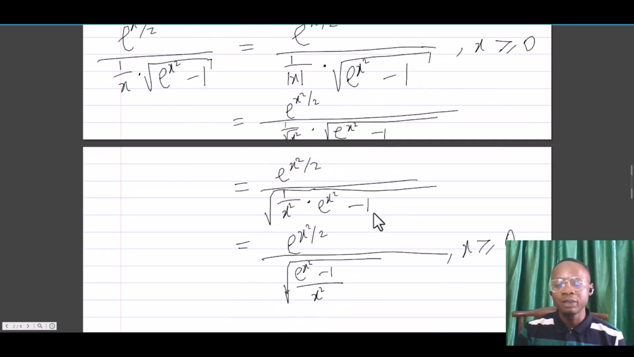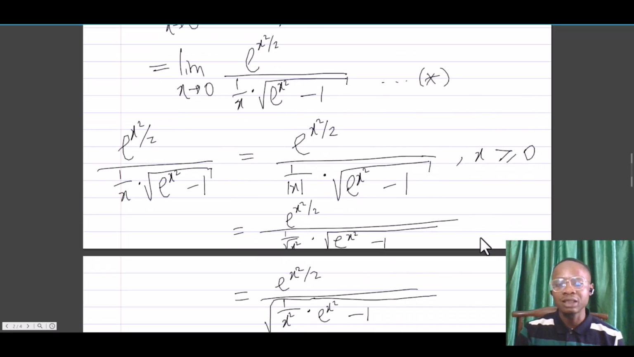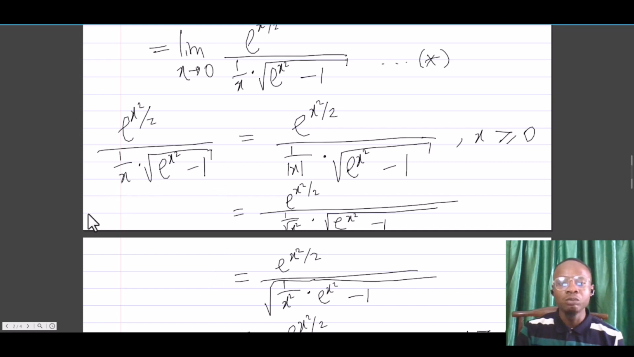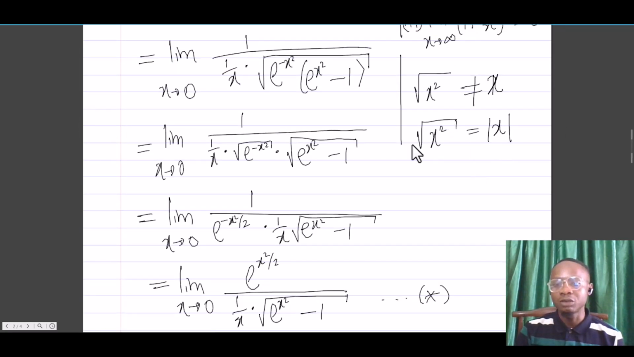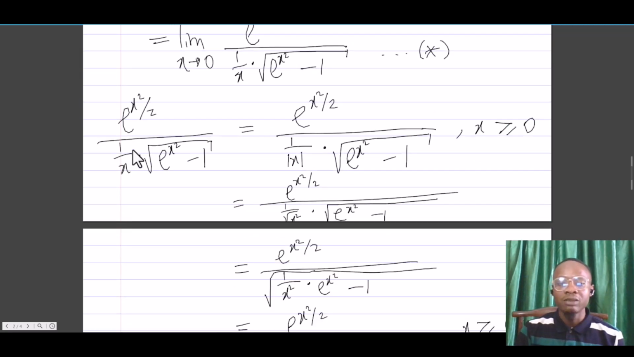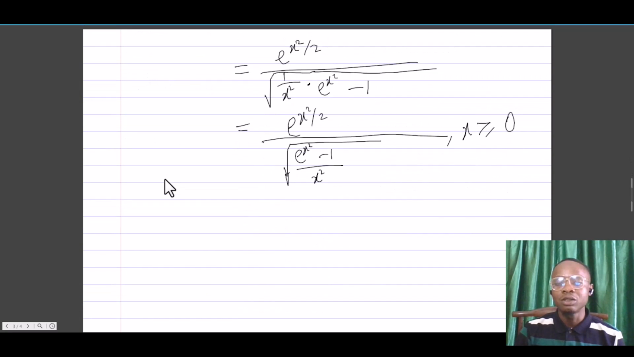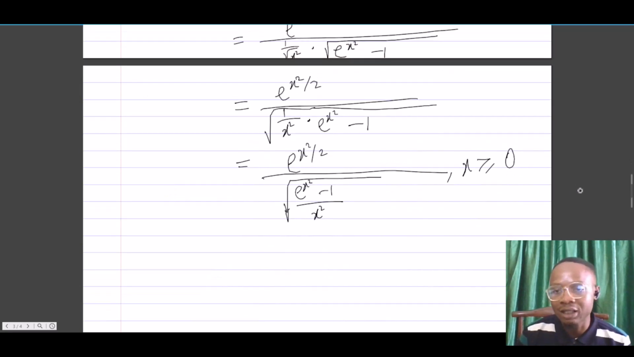But we must bear in mind that this simplification is only applicable for when x is greater than 0. So what happens if x is less than 0? If x is less than 0, we won't be able to equate x to modulus of x. If x is less than 0, it is only minus x that we can equate to modulus of x, because we know that modulus of x, which is root of x squared, is equal to minus x when x is less than 0. So let's recognize that this is equation 1, which is applicable for x greater than 0.